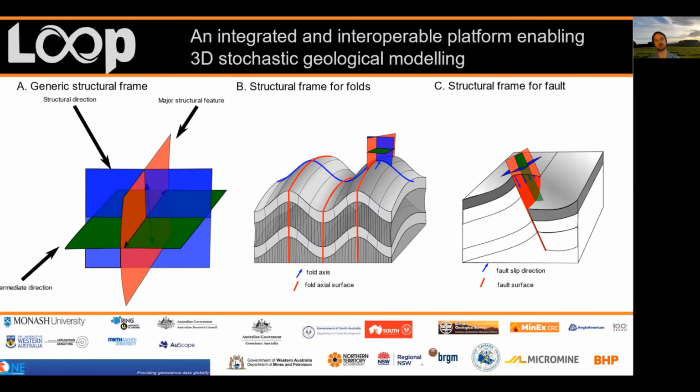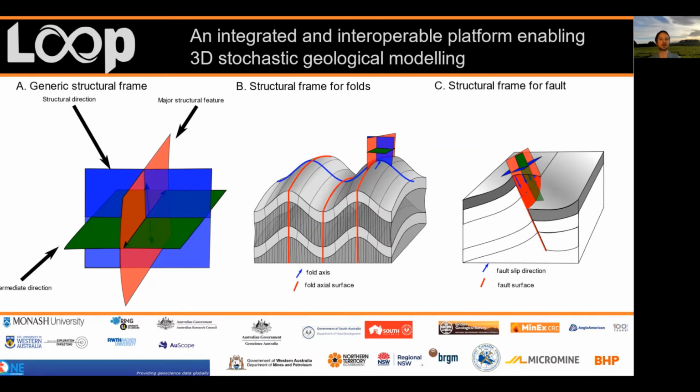So for example, if we were modeling a fault, we first model the fault surface. We then incorporate this fault into the modeling of the faulted surface, which could be stratigraphy. Or if there are multiple faults, we have to determine the overprinting relationship between the faults.